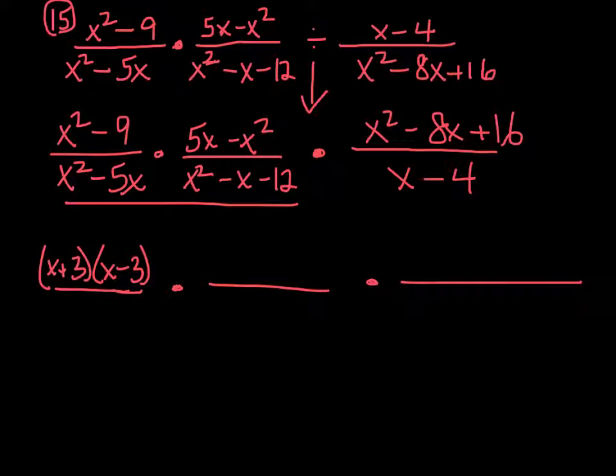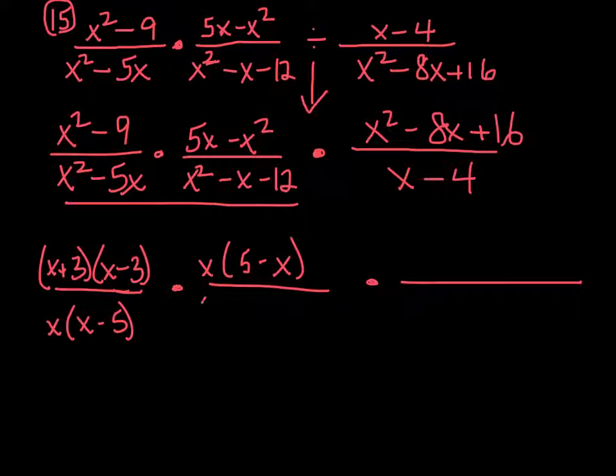All right, let's look at the denominator. I see that I have a GCF. That GCF is an x, so I'm going to take that out. And I get x minus 5. Okay, the numerator of the middle fraction, that has a GCF as well. That's also an x. And when I take an x out, I get 5 minus x.